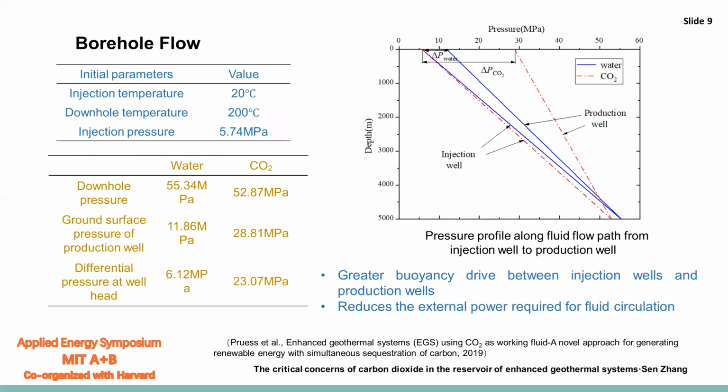With all those physical properties, what is going to happen in the borehole flow? It shows that using CO2 can generate great buoyancy drive between the injection wells and the production wells, which means it can reduce the external power required for the fluid circulation. It means you need less power to drive the CO2 circulation in the EGS reservoir.